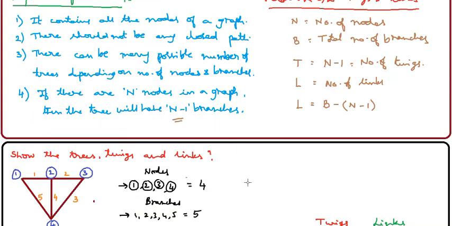Yeah, so in this problem the number of nodes are capital N. So here the number of nodes are 4. So we can take this as capital N. And the number of branches are 5. So we need to take this as capital B.